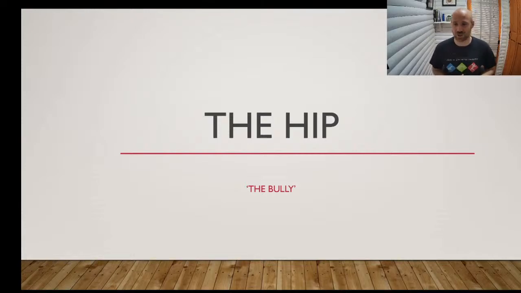Now the hip is a joint that I term the bully. It's a powerful joint that's crossed by lots of powerful muscles, and as a result it can really be problematic, not just for pain around the hip but also further down towards the knee and the ankle. So during this webinar, we're going to talk about some of the conditions related to the hip.